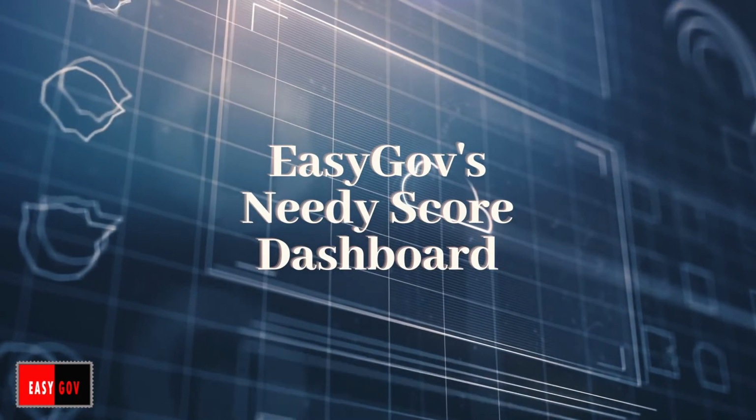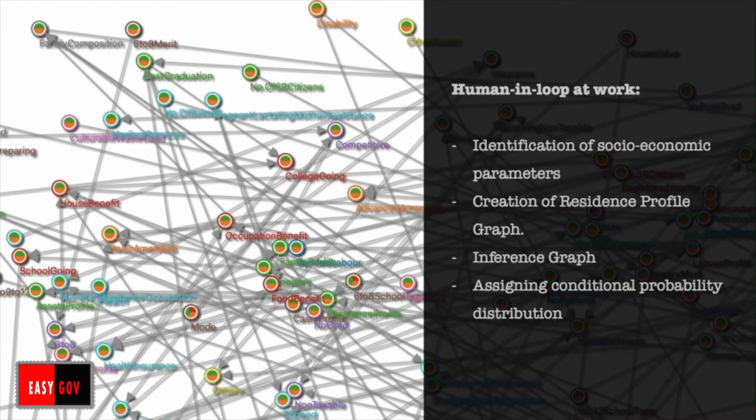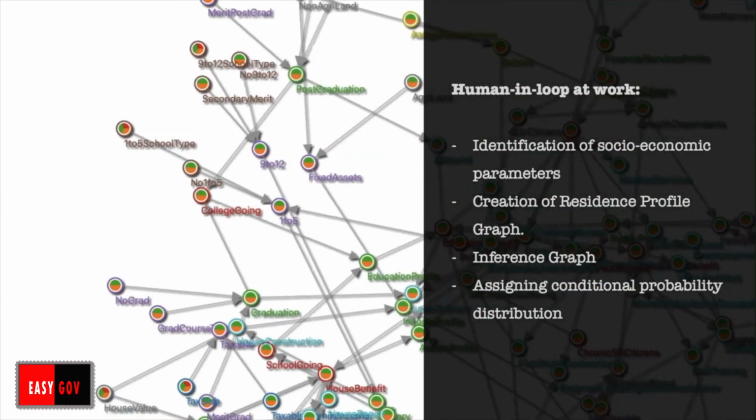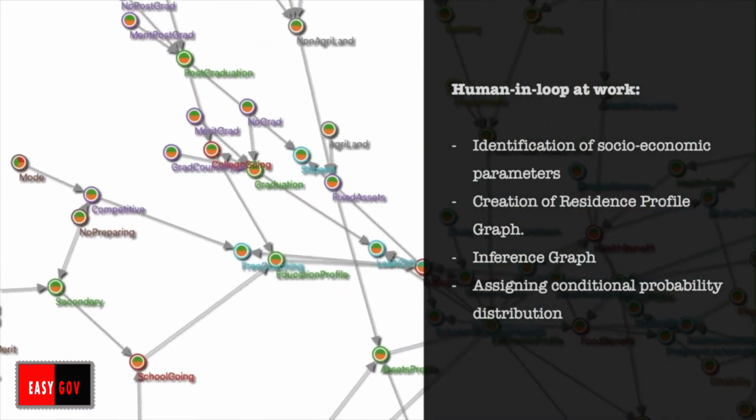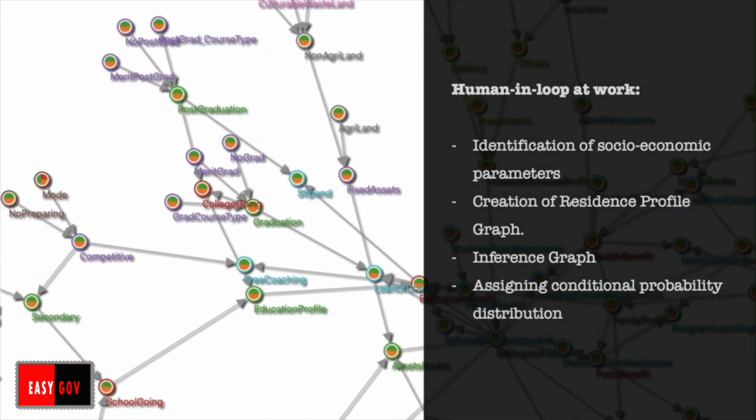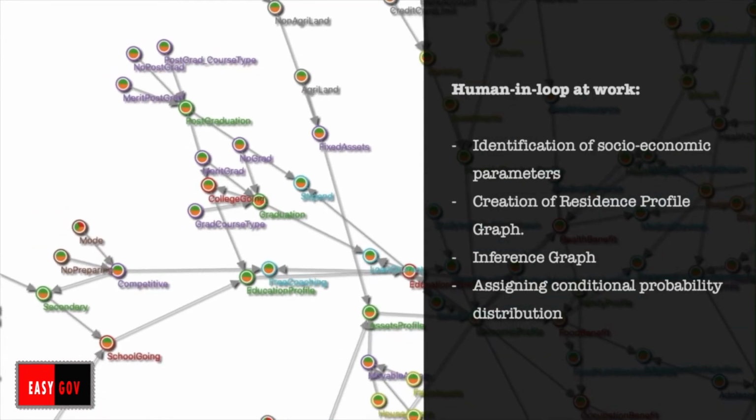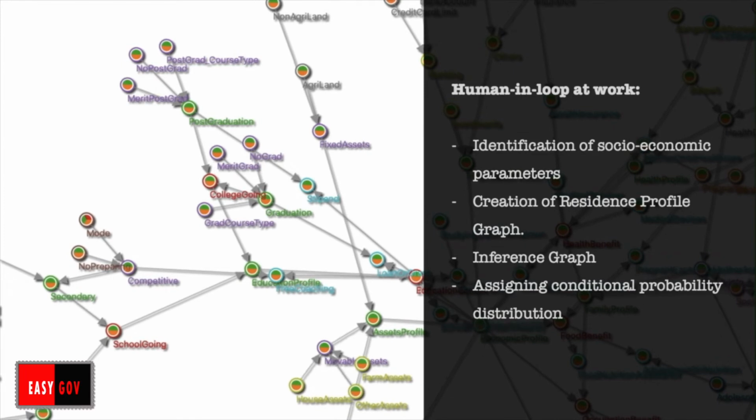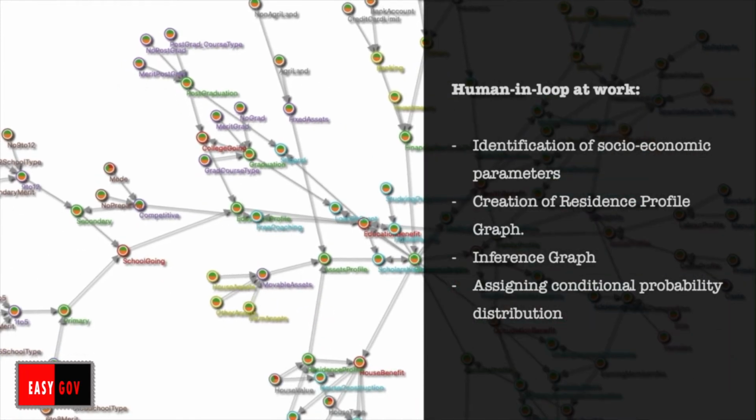Let us now take a look at our model's needy score dashboard for these scores. The EasyGov system calibrates the socioeconomic, welfare type-based, and scheme-specific need scores using our data-oriented needy score dashboard and the total benefit a user has received over the course of his/her life. Our needy score is calculated using our explainable AI model, as also explained in a previous video.